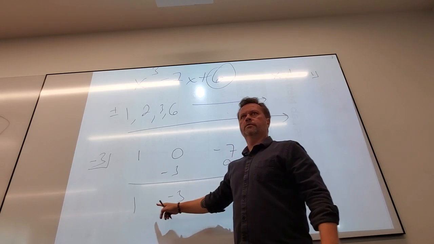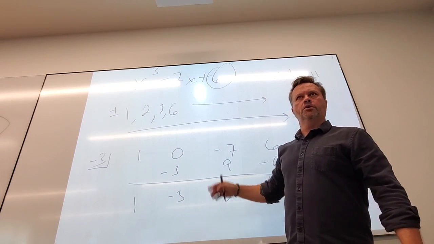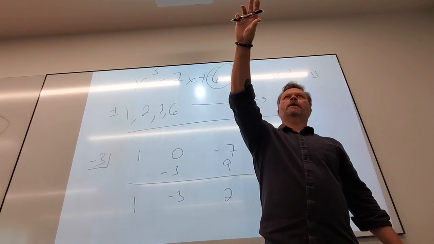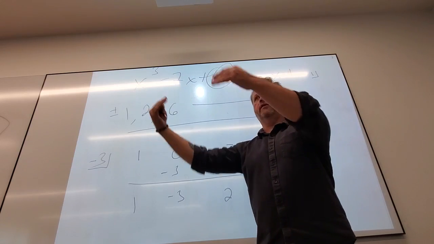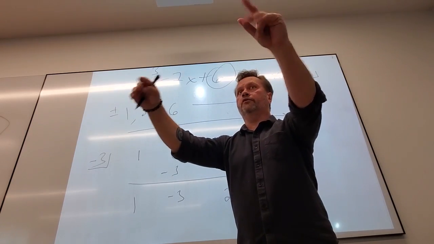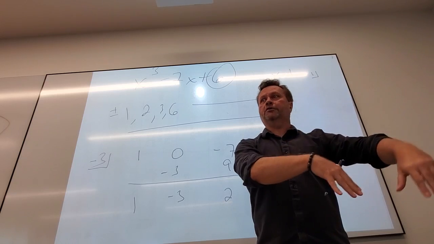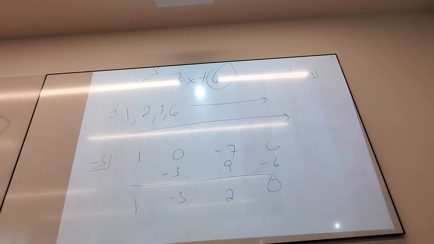X squared minus 3x plus 2. Couldn't you factor that? All right, I just want to show you mechanically what will work. I could write that and factor it. In fact, that's completely beautiful. The minute you get to a squared, just write that and factor it. You don't have to use synthetic anymore. But I just want to show you a mechanic.